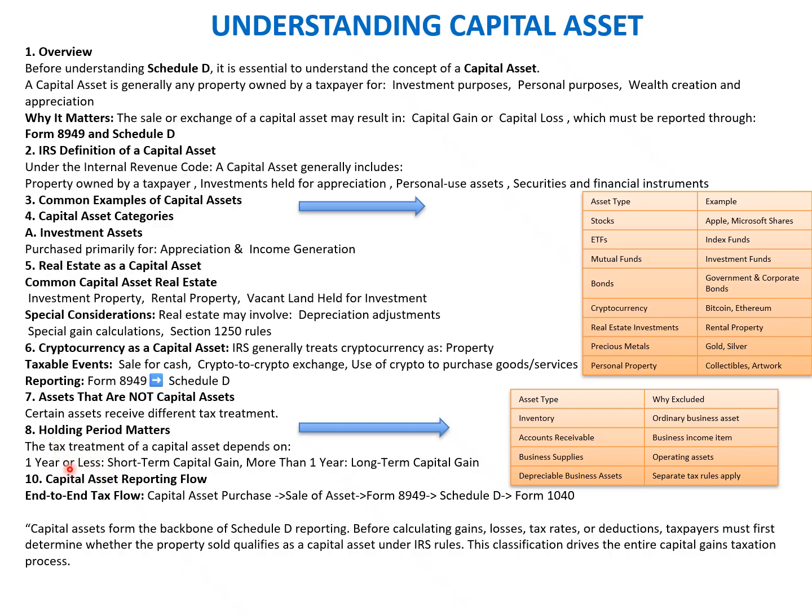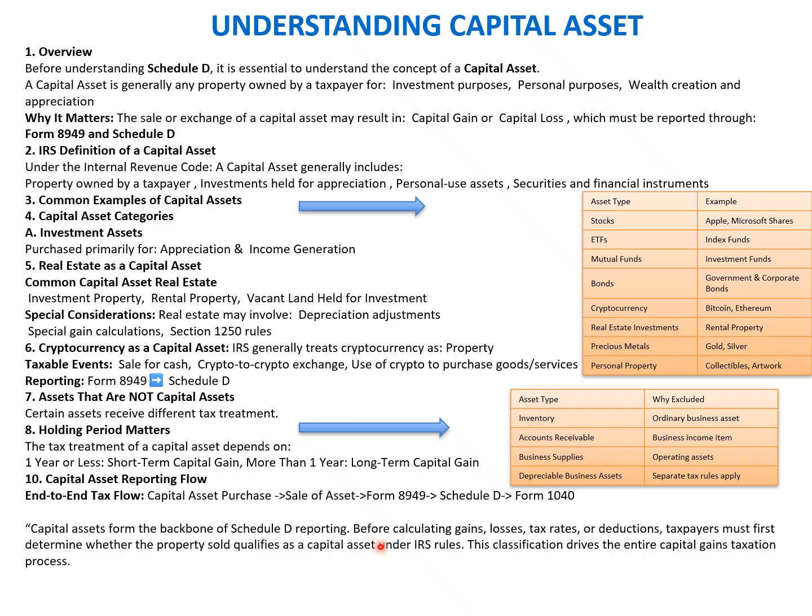The most important concept is that the holding period matters. If an asset is held for one year or less, then short-term capital gain applies. But if it is held for more than one year, then it is a long-term capital gain. So the flow is capital asset purchase, sale of the asset, Form 8949, Schedule D, and Form 1040. Capital assets form the backbone of Schedule D reporting. Before calculating the gains or losses and the tax rates, the taxpayer must first determine whether the property sold qualifies as a capital asset.